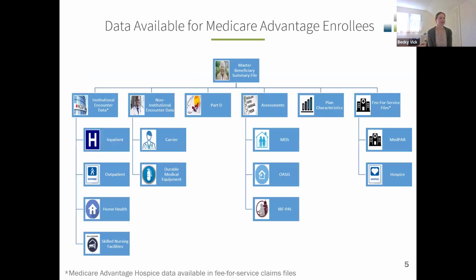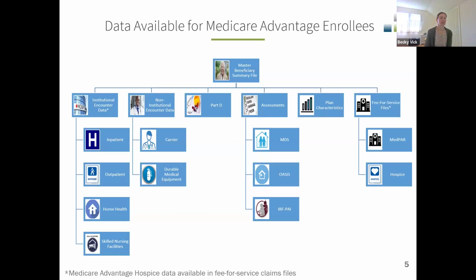This chart depicts an overview of CMS research data files that contain Medicare Advantage enrollees. Like we talked about in the previous segment, the MBSF contains all Medicare enrollees, including Medicare Advantage members. There is the same set of encounter files as fee-for-service when we're talking about service records, with the exception of hospice. The hospice data is found in the fee-for-service hospice file, and that is because the hospice benefit is carved out of Medicare Advantage.